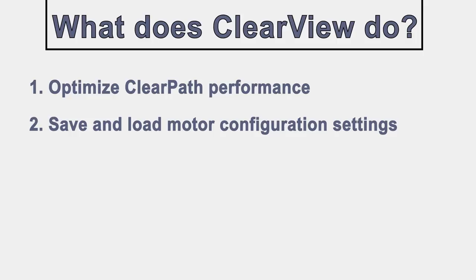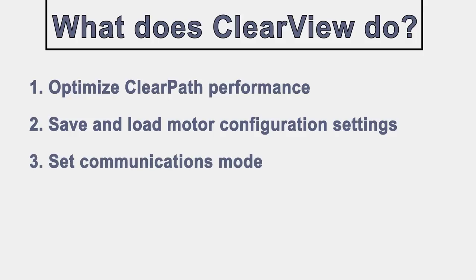ClearView is also used to define the type of mode that ClearPath-SC will be used in. In other words, you'll define if ClearPath-SC will be controlled solely by your software code, or by a combination of your software and step and direction signals, or quad A and B signals.